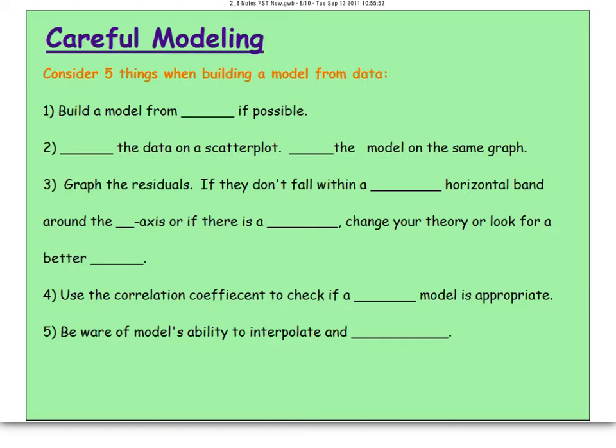Number 2 is, first thing you do is to plot the data on a scatter plot and draw the model on the same graph. So you're going to come up with the model and see how well the equation model matches the scatter plot. Once you've done that, you should graph the residuals. If they don't fall within a narrow horizontal band around the x-axis, or if there is a pattern, you really want to change the theory that you're using or look at a better model.